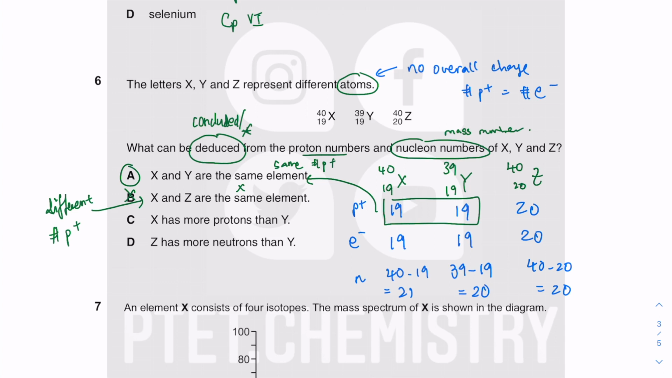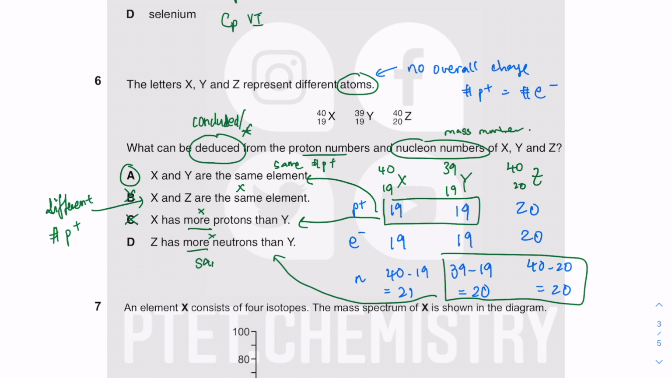All right. X has more protons than Y. They have the same number of protons, right? They have the same number of protons, so more is actually incorrect. Z has more neutrons than Y. Z has the same number of neutrons as Y, based on what I just showed you in my calculation.